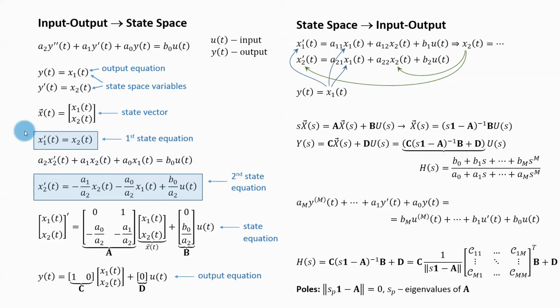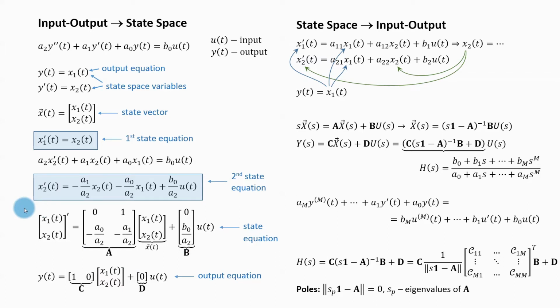To get the second state equation, I will take these equations, substitute them into my input-output relationship, which will give me this, and from here I will express the derivative of the second state variable, which will give me this. And this is my second state equation. Check it out. My first state equation tells me how my first state variable changes, and my second state equation tells me how my second state variable changes. Now, if I need it, I can put these two equations into this matrix form.